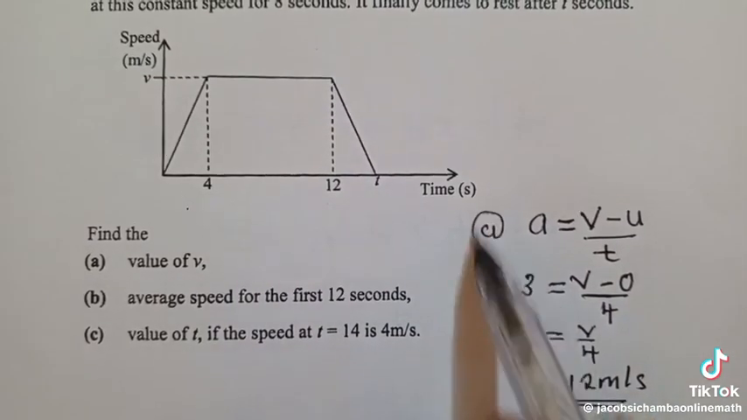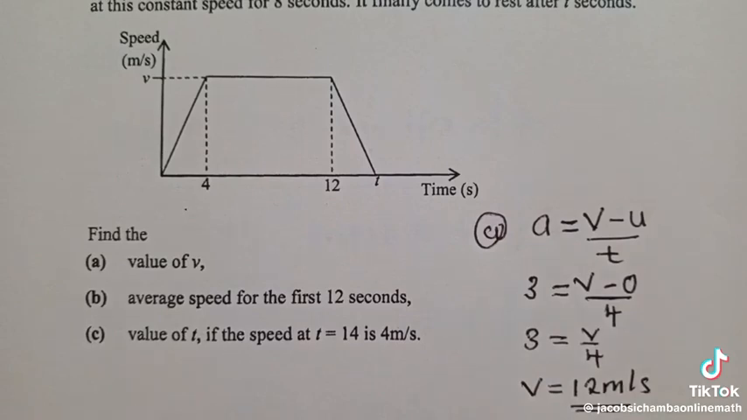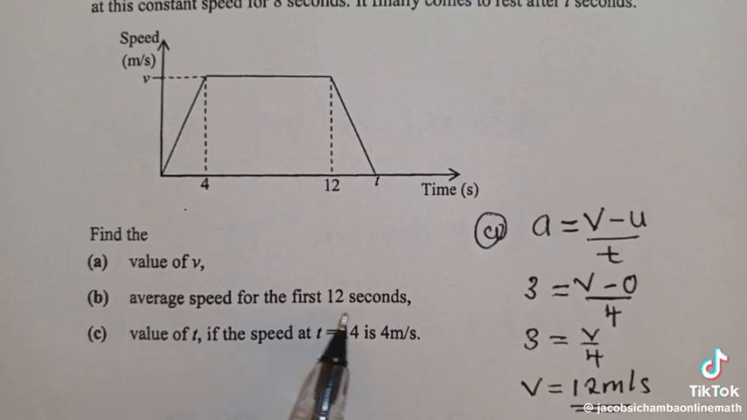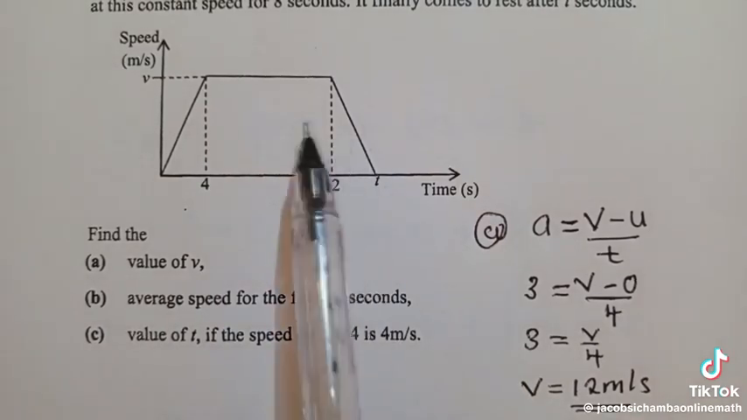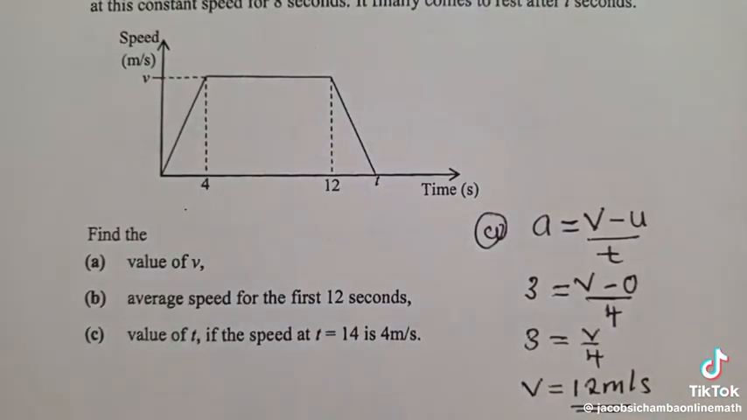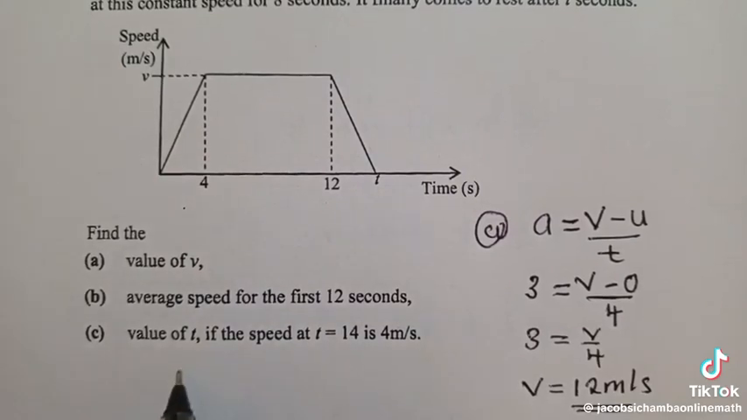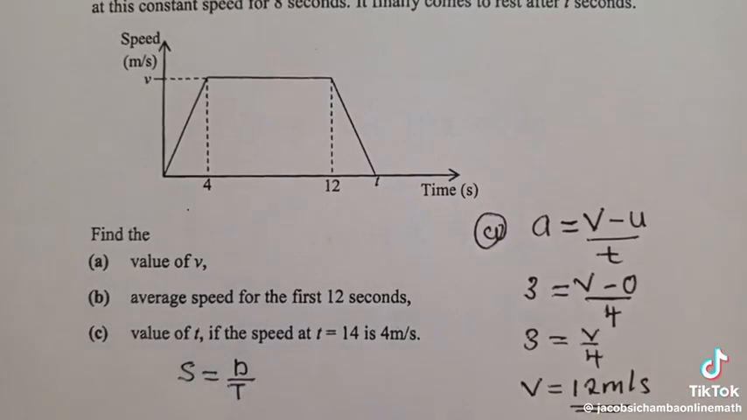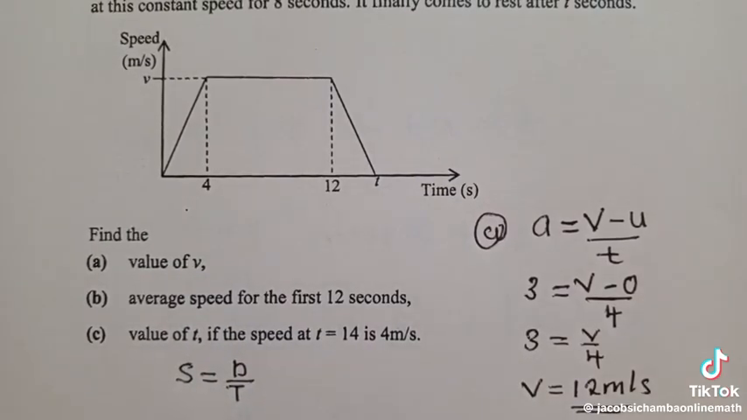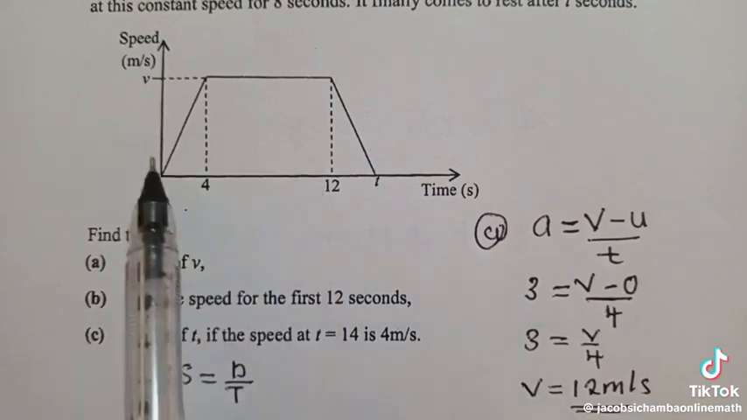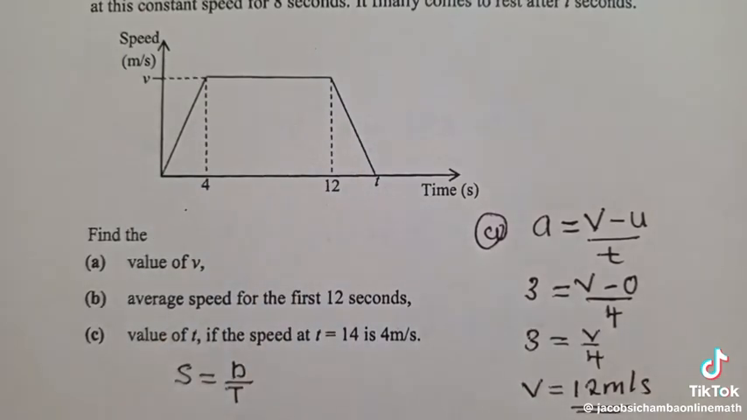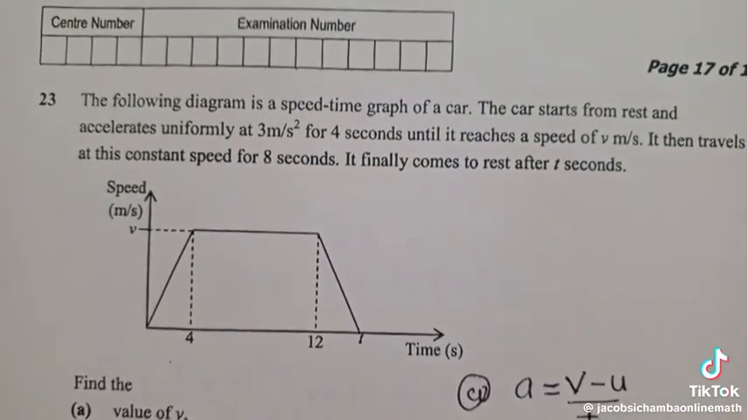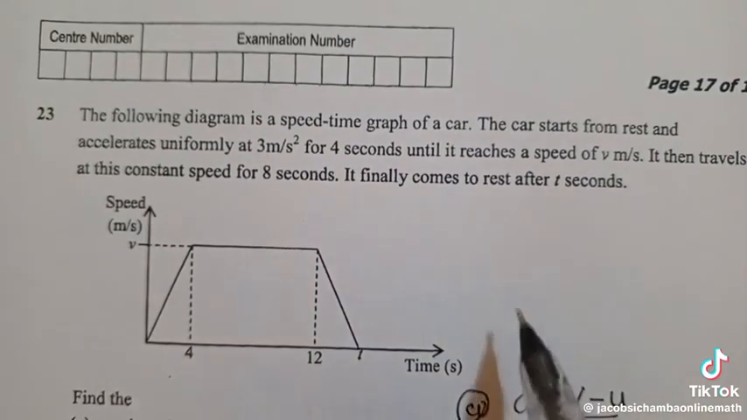This was question A. Okay, so for question B, they wanted average speed for the first 12 seconds. So for speed, we of course need the formula. Speed is equal to distance over time, right here. Okay, so now do we have distance? No, we needed to use this shape to find distance. So let's find distance. So we're going to use this part over here since we don't have too much space.